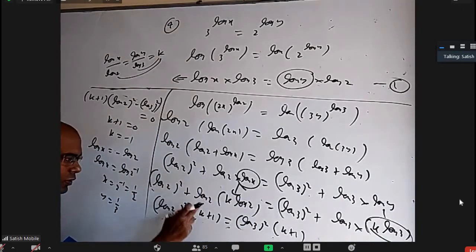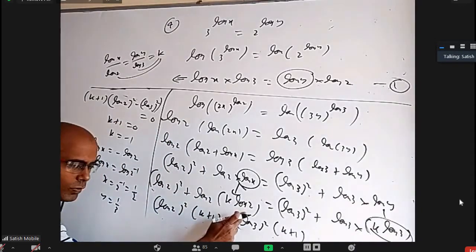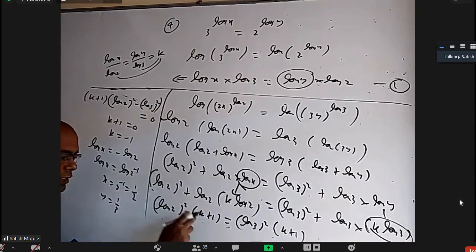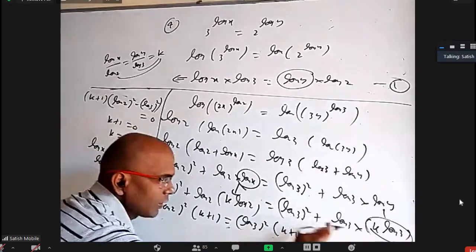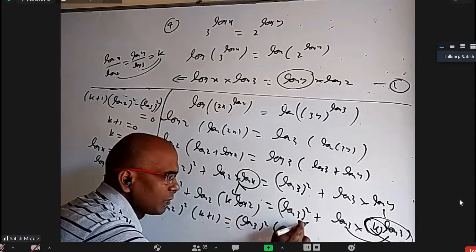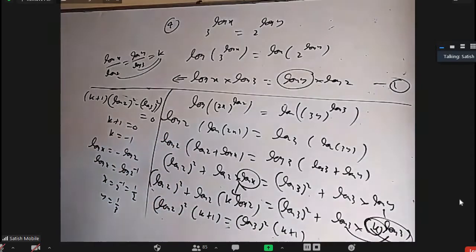This also log 2 whole square. This also, log 2 into log 2 is log 2 whole square. I can take log 2 whole square common. I'll be left with one k here, one here. That is this. Similarly, this is log 3 whole square. This log 3 into this log 3 is log 3 whole square. There's an extra k. When you take common, 1 will be left here, k will be left here, k plus. Is it okay now? Yes, sir.